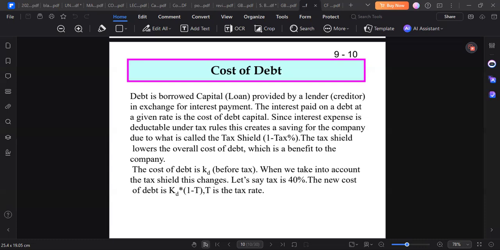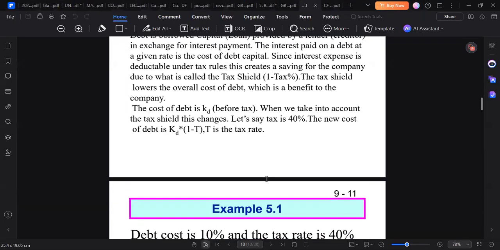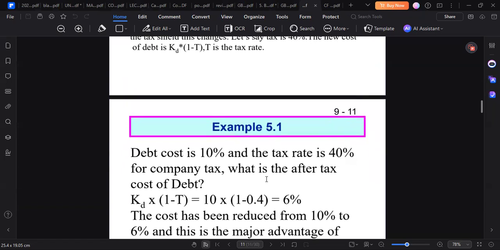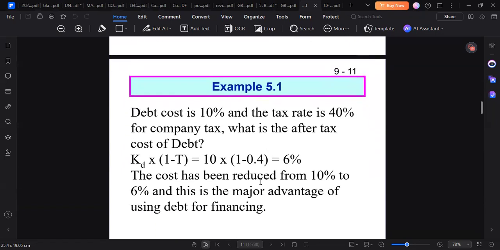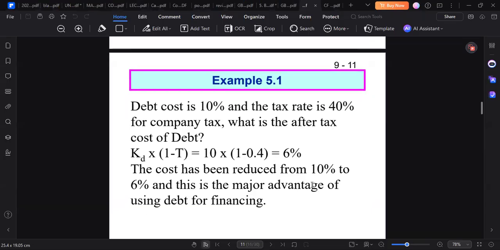Therefore the after-tax cost is given by KD times (1 minus T). So if, for instance, you have a cost of debt of 10% and the tax rate is 40%, your cost of debt will be 10% times (1 minus 0.4), which is 6% after tax. Notice how the cost drops from 10% to 6%. That's a major advantage that debt financing has. So this reduction is an advantage.